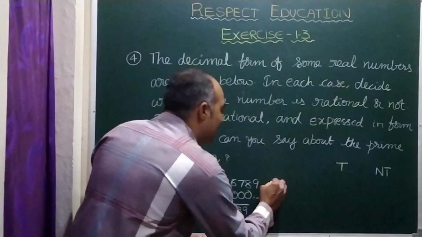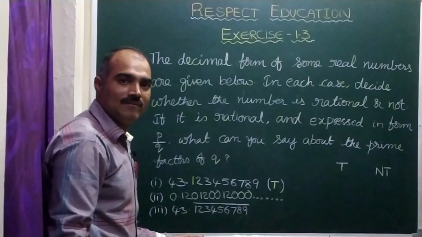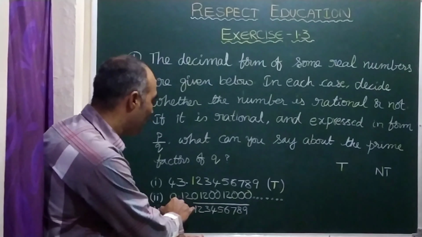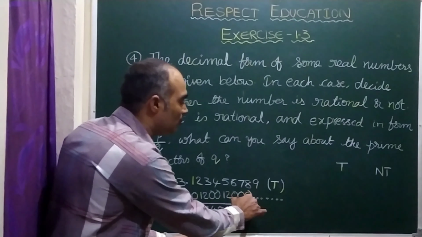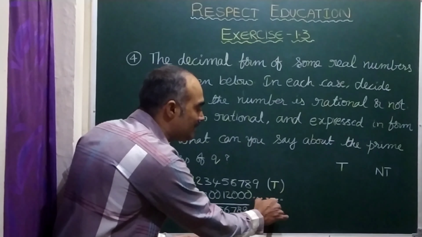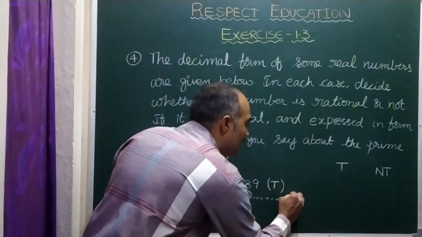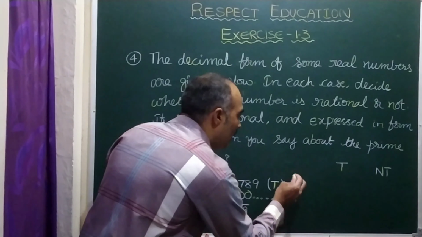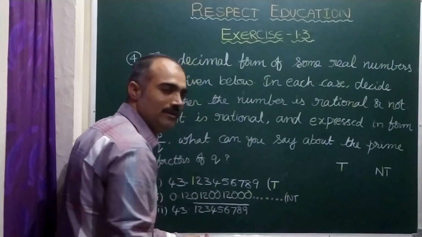So it is terminating, children. I am writing just T for terminating. Here you see 0.2 and then 1 2 0 1 2 00 1 2 000, and so on. These dots indicate it has no ending, it is non-terminating. First one is terminating, second one is non-terminating.